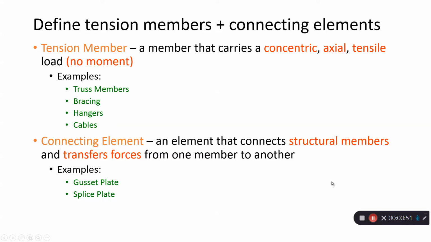Okay, let's define a tension member. Obviously, a tension member is something that carries tension only. So there's no moment in it, only tension. Typical tension members are truss members, bracing, hangers, and cables. Also, don't forget that the connecting elements of those members, like gusset plates and splice plates, should also be considered as tension members.